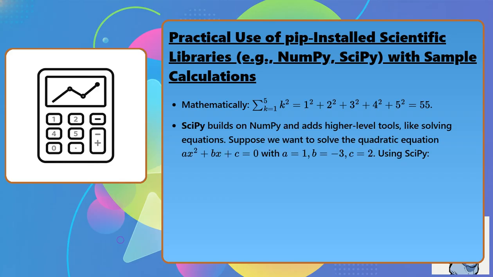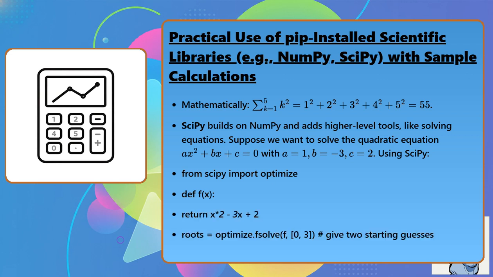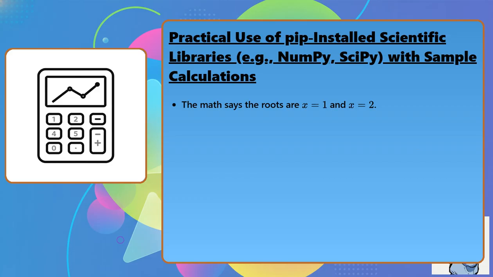SciPy builds on NumPy and adds higher-level tools like solving equations. Suppose we want to solve the quadratic equation ax squared plus bx plus c equals 0 with a equals 1, b equals -3, c equals 2, using SciPy. From scipy import optimize. Define function f of x: return x squared minus 3 times x plus 2. roots = optimize.fsolve(f, [0, 3]). print(roots). The math says the roots are x equals 1 and x equals 2.